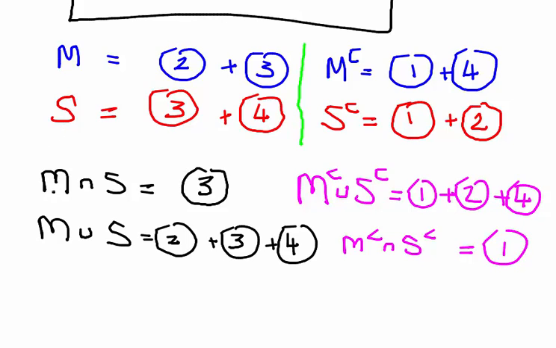So what we can do here is look at the intersections. What is the intersection of M and S? It's essentially, what do they have in common? It's region 3. And M union S is the regions that comprise M or S: 2, 3, or 4. So it's everything there. And we can do the same thing for the complements. The complement of M is 1 and 4, and the complement of S is 1 and 2. If we get the union of those, we get 1, 2, and 4. And if we get the intersection of those, we get 1.